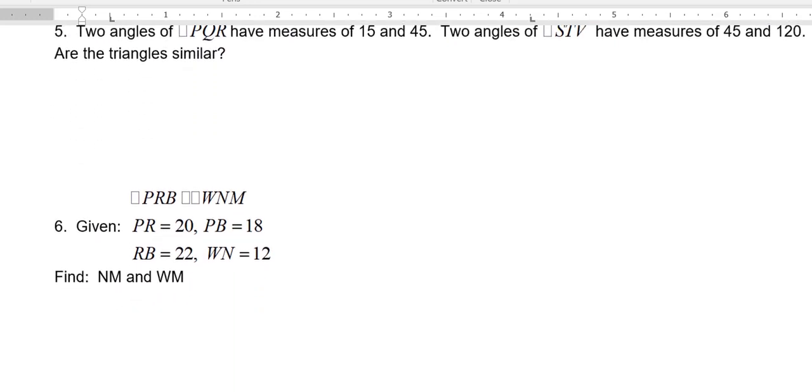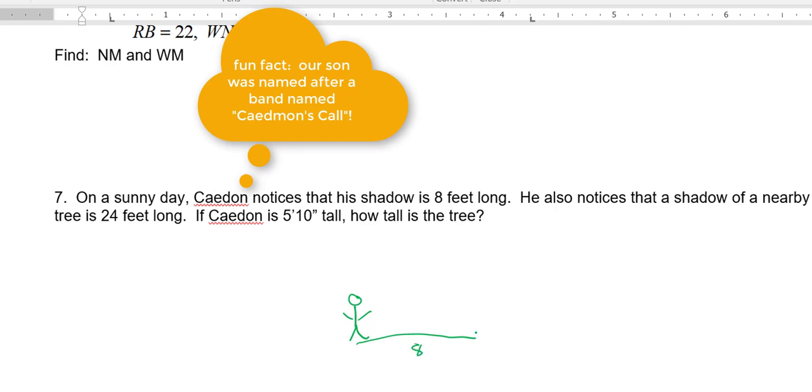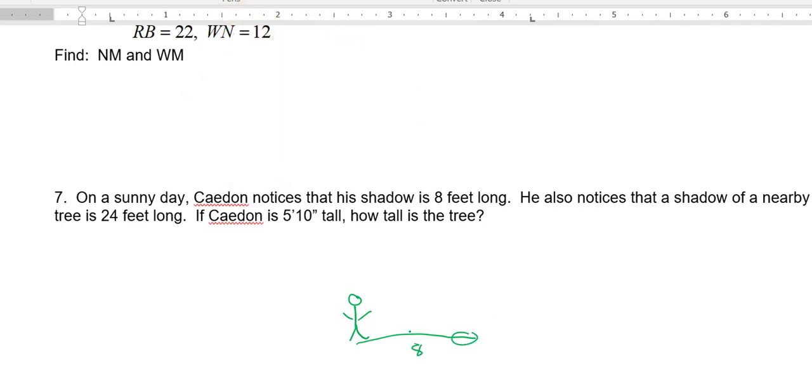And let's jump all the way down to the bottom. Let's try this because this ends up being a very common type of problem here. So I need a little diagram here. I got a sunny day. Notice this is shadow. So here's Caden. That's our older son's name, by the way. Notice there's a shadow of 8. Okay, so there's his shadow. And notice the shadow of a nearby tree is 24 feet long.